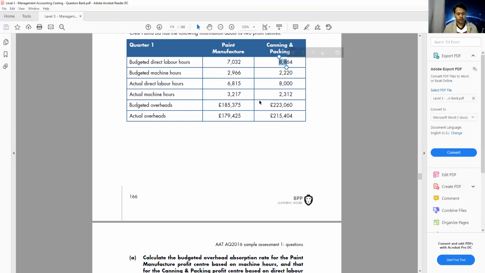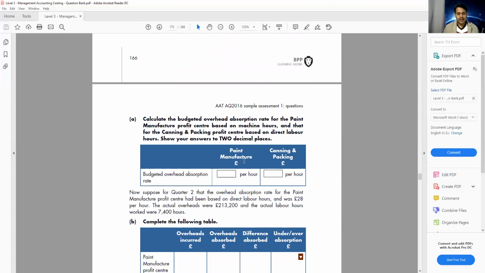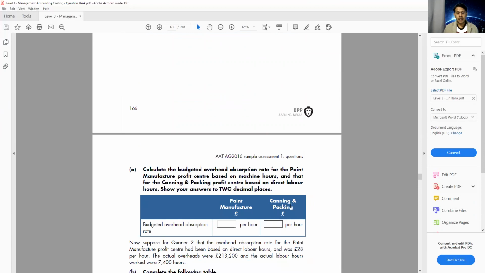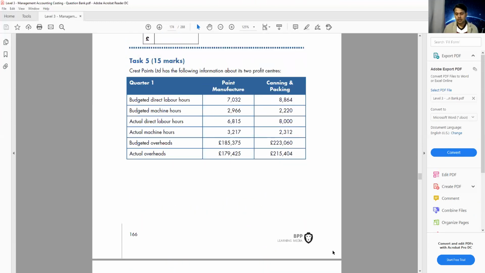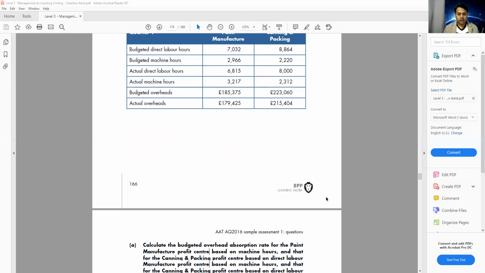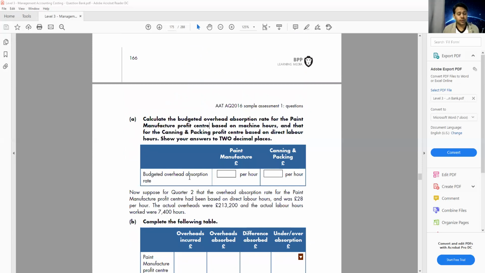When you read the question, you need to read it very carefully so that you understand the meaning and can get the right figure. So we understand here our paint is linked to the machine, and the canning is linked to the direct labor, and it's all budgeted. That's fine. Let's write down some information. We need the budgeted information. The requirement here is to calculate the budgeted overhead absorption rate, that means calculate the OAR for the paint and for the canning. So let's do that.